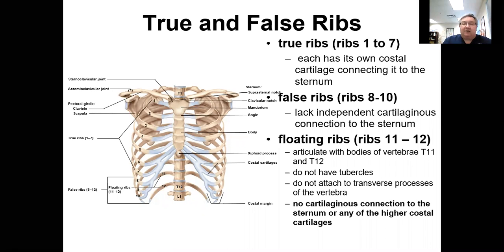Ribs 8 through 10 are known as the false ribs because there's only one attachment for ribs 8, 9, and 10. And finally, we have the floating ribs, which are 11 and 12, which have no connection to the sternum. All right, their only connection is to the vertebra. So very important to know that.